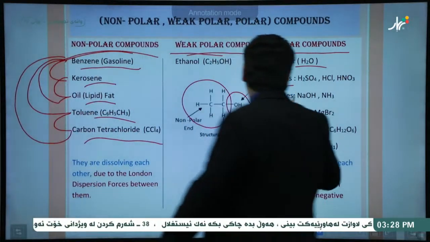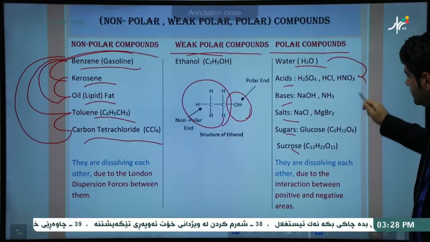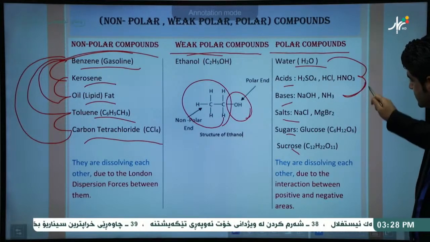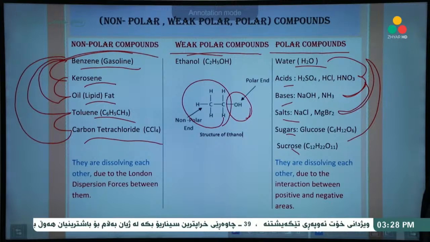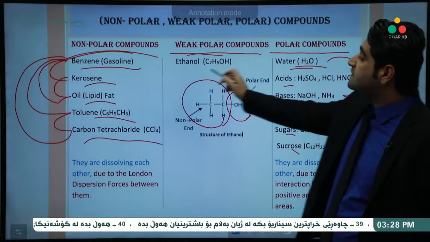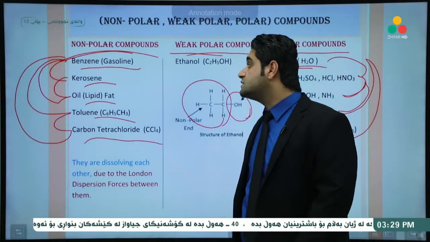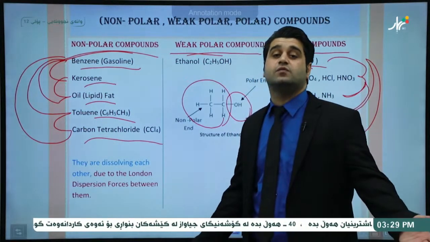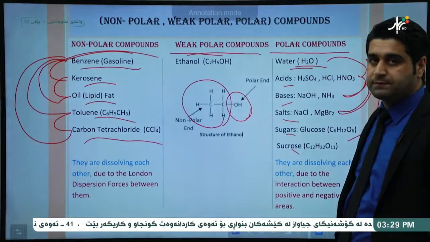In contrast, water can dissolve in acid. Acids can dissolve water. Acid can dissolve bases. Salt, water. Each of them can dissolve each other because they are polar compounds. But what about water and benzene? No, they cannot be miscible. Benzene cannot dissolve water, and water cannot dissolve benzene. Why? Because benzene is non-polar and water is polar.